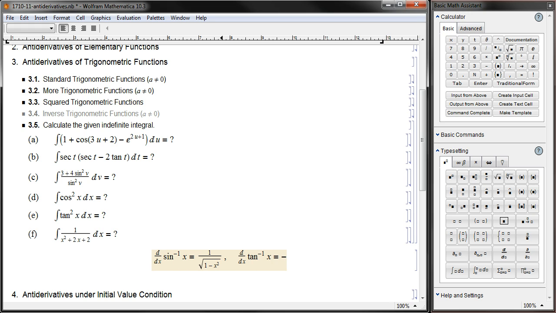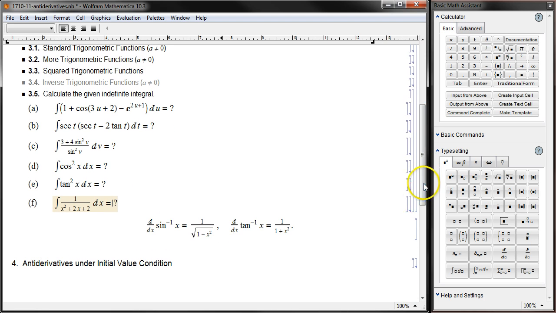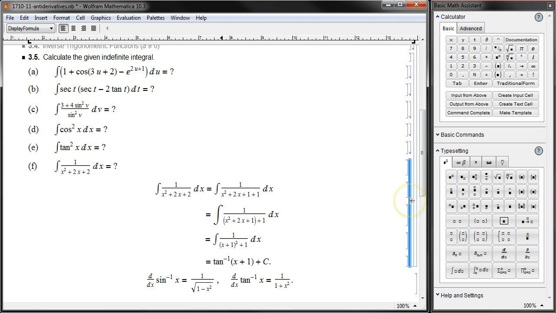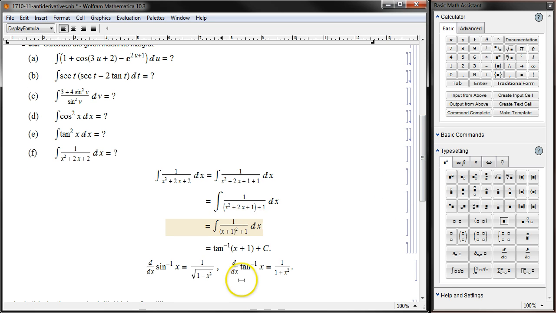Arctangent of x, the derivative of arctangent is 1 over 1 plus x squared. This one is far more important for antiderivative computation. And this is what we use over here. How do we do that? Okay, here we go. Use completing the square. Complete the square plus 1, so we get this thing squared plus 1 like that. And then we apply the antiderivative formula for arctangent. So what do we end up with? Arctangent of x plus 1 plus some constant c, of course.